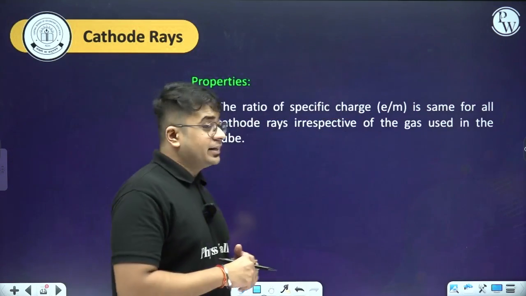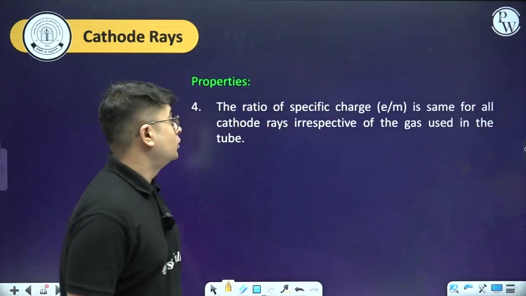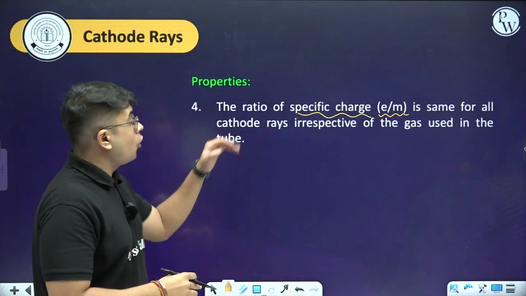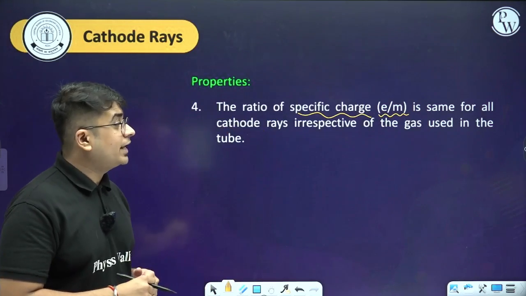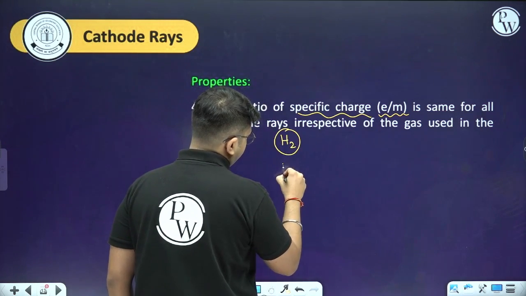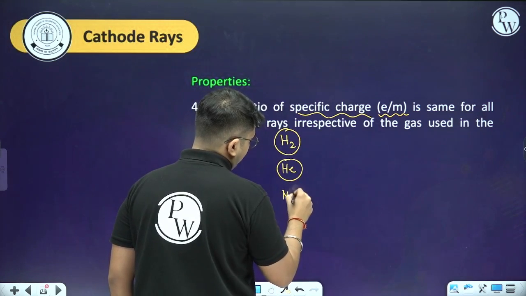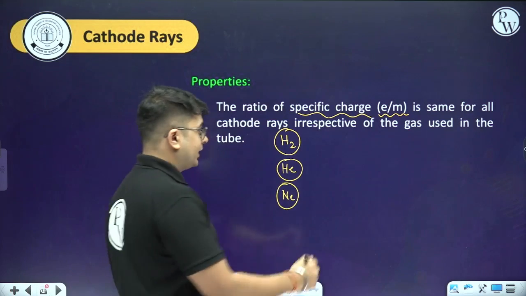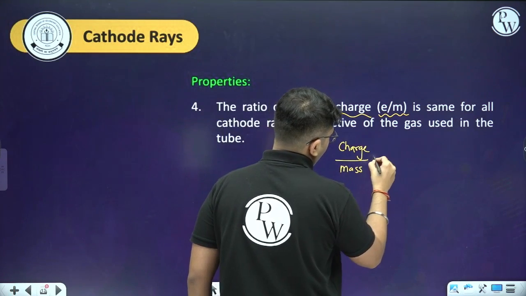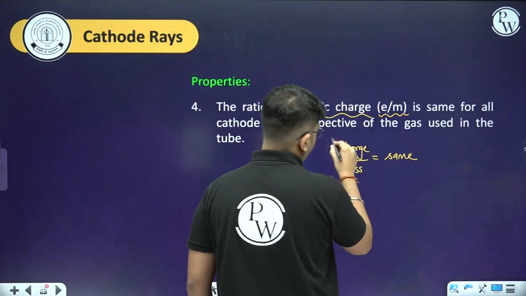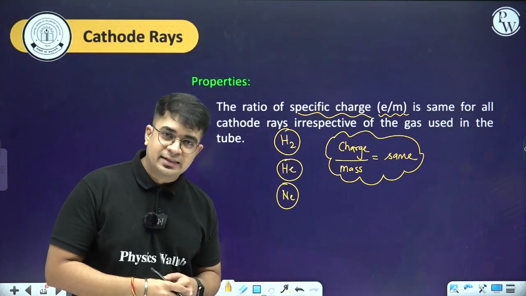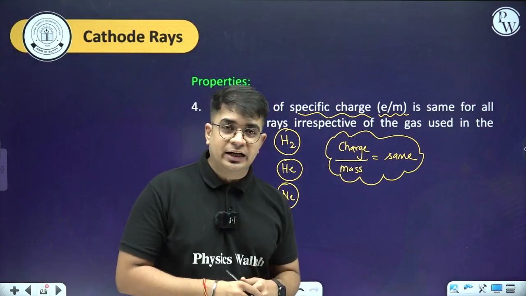Now the next thing is their specific charge to mass ratio. The charge to mass ratio is the same for all types of cathode rays, irrespective of the gas used in the tube. So when I am using hydrogen H2, helium, or neon, whatever gas I am using, every time the charge to mass ratio was constant. It means every time I'm ionizing, the same type of thing is originating from one electrode to the next electrode.